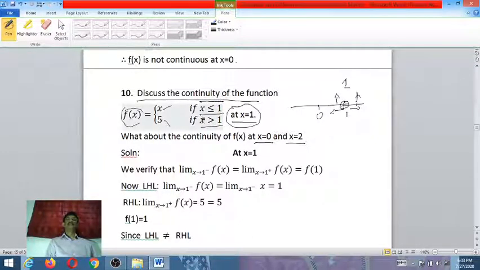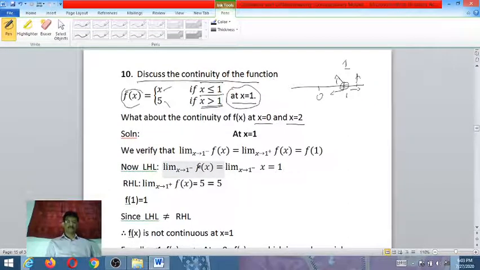x less than or equal to 1, x greater than 1. Suppose it is given x less than or equal to 2, x greater than 2, then the function is changing at x equals 2. Remember that. Now let us look into the function, whether it is continuous or not.